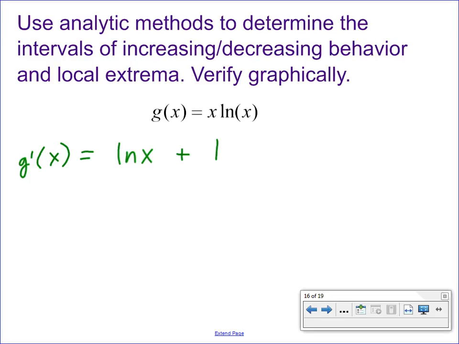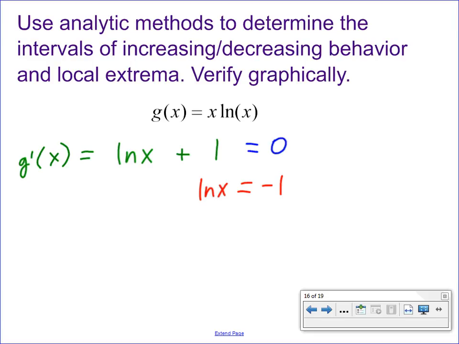Therefore, I don't have to include x equals 0 as a critical point, because I'd be including x equals -0.000001 also, and also x equals -0.00000001, and so on. So all those non-positive values are excluded. We're going to preserve the domain of my original, and we're going to consider if this ever equals 0. When will that happen? Well, that will happen if ln of x equals -1.